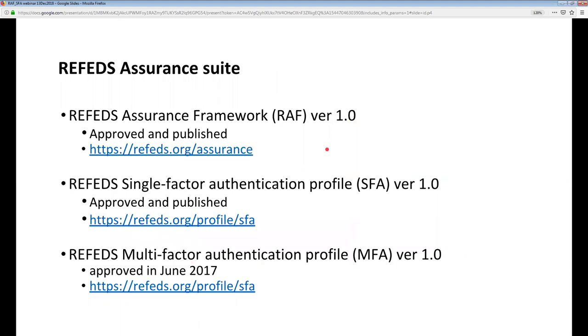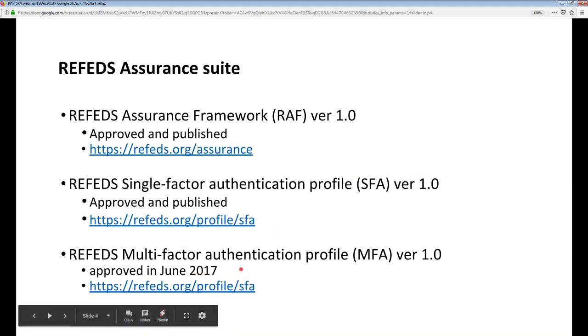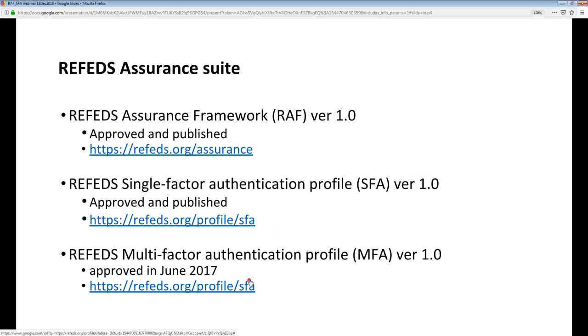So the REFEDS Assurance Suite consists of three specifications: the REFEDS Assurance Framework, which I will present first, and two authentication profiles, SFA for single-factor authentication and MFA for multi-factor authentication. The other profiles have been approved in autumn this year, but the MFA profile was approved already one year ago. And in this slide, you can also see the URLs that lead to more information.